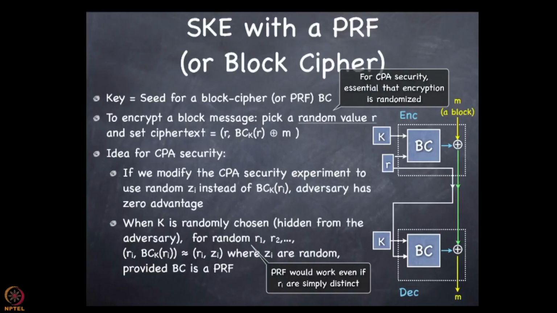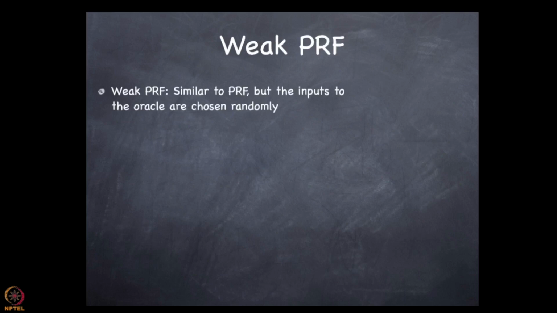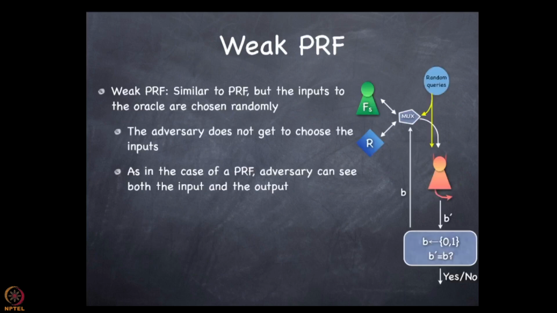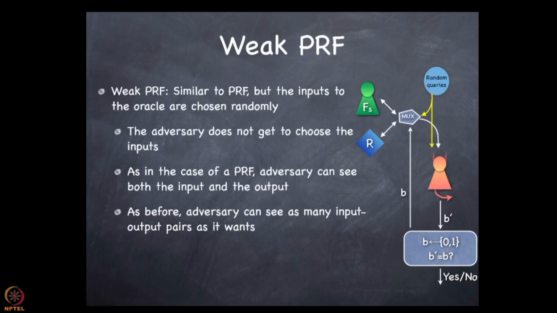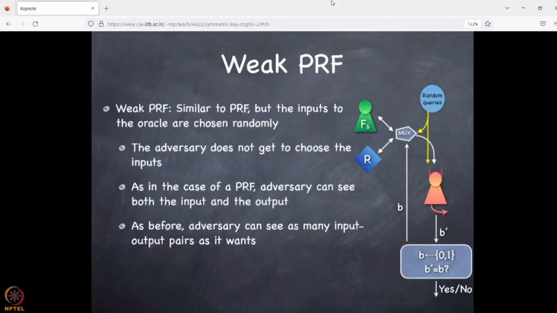So maybe we don't need a full-fledged PRF. We can work with something which is a little weaker, a weak PRF. What's a weak PRF? It's exactly the same as a PRF, except instead of the adversary picking the queries to the oracle, we pick it. We, as in the experiment, pick it at random. We do show it to the adversary.